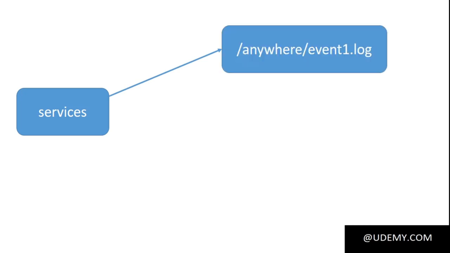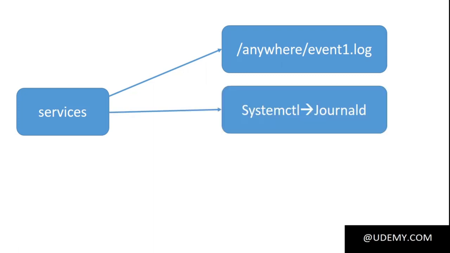So, we have services, and these services are providing logging information. Now it's up to the service to decide how exactly they want to do that. It is possible to do a direct write, and that means the service all by itself opens a log file and writes directly to it. The file could be anything like /anywhere/event1.log.